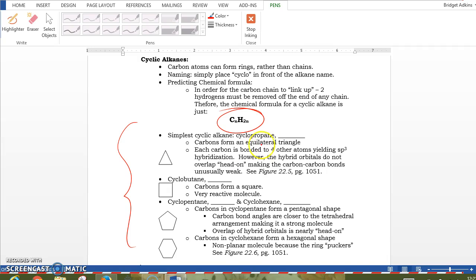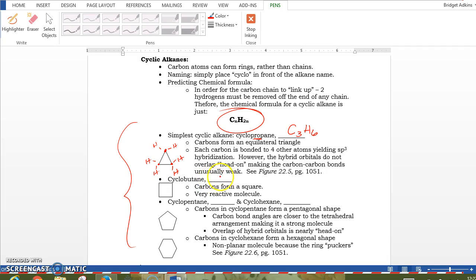So the simplest cyclic alkane that we have is cyclopropane, and prop, hopefully you're learning those prefixes, what they mean, is 3, and instead of doubling it and adding 2, we're just going to double it. So the triangle is used to represent cyclopropane, because at the end of each line you've got a carbon, and so you've got the equilateral triangle here. They don't overlap head-on, but they still do have the sp3 hybridization. So if you think about it, each of these has basically 2 hydrogens coming off, and then you've got your carbons there.